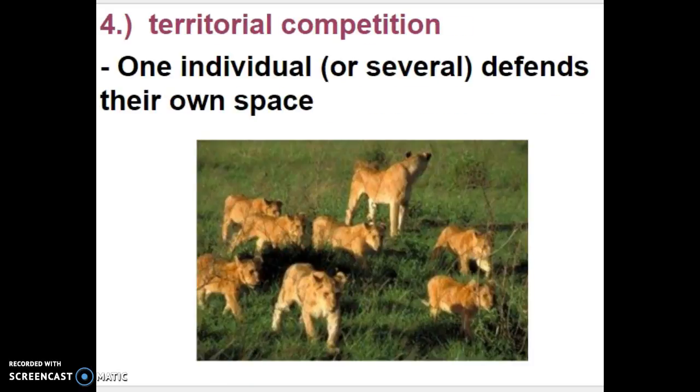Territorial competition is very common, especially in wildlife of the mammal variety. So this is where one individual or several, if they work in a pack or a herd, defends their own space. The territory, depending on the range, can be large or small, but the individuals will fight for their own space.